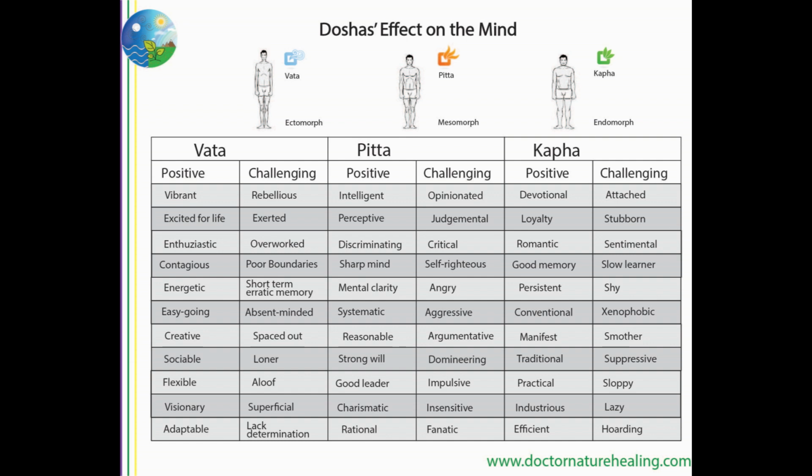They're vibrant, excited for life, enthusiastic. They may become contagious with their activities and the way that they go through life. They're very energetic, easygoing, very creative and sociable, flexible, very good visionaries, and very well adaptable.